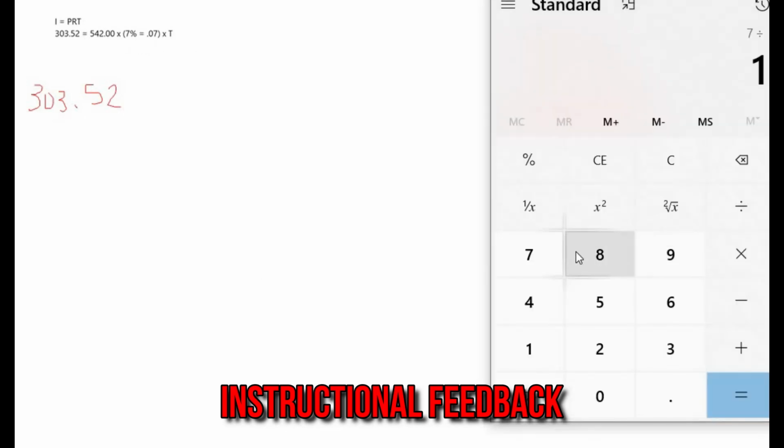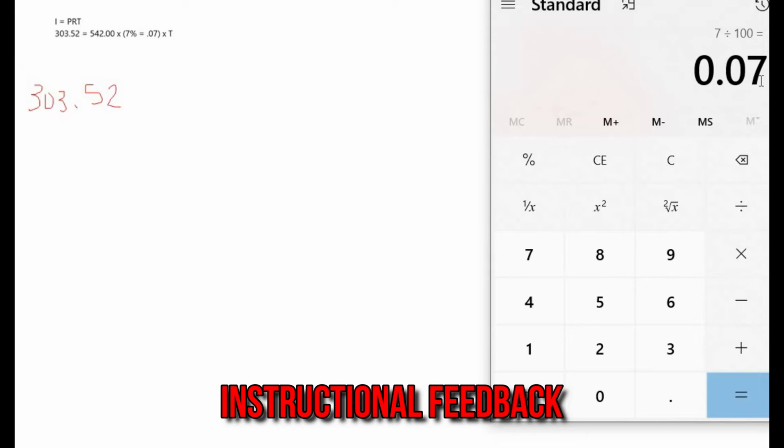All right, so we have 542, and that's going to be times 0.07 when we convert the 7% to a decimal. Okay, whenever you convert 7% to a decimal, this is a single digit percent. And I noticed that you've been having some problem with that. So the best way to actually do that is just take your calculator and divide. So divide 7 by 100 and you'll get 0.07.